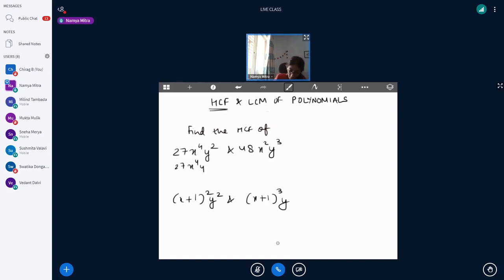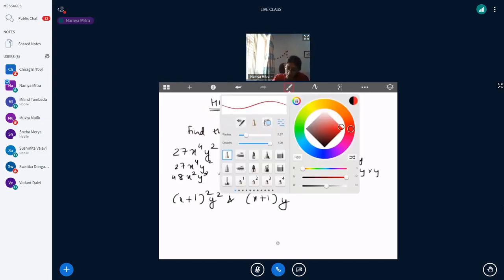So 27x to the power 4 y square is equal to 3 into 3 into 3 into x into x into x into x into y into y. And 48x square y cube is equal to 2 into 2 into 2 into 2 into 3 into x into x into y into y into y. I'm using this method because some of you found it easier than doing the numerical part first and then the polynomial part. So now what is common?